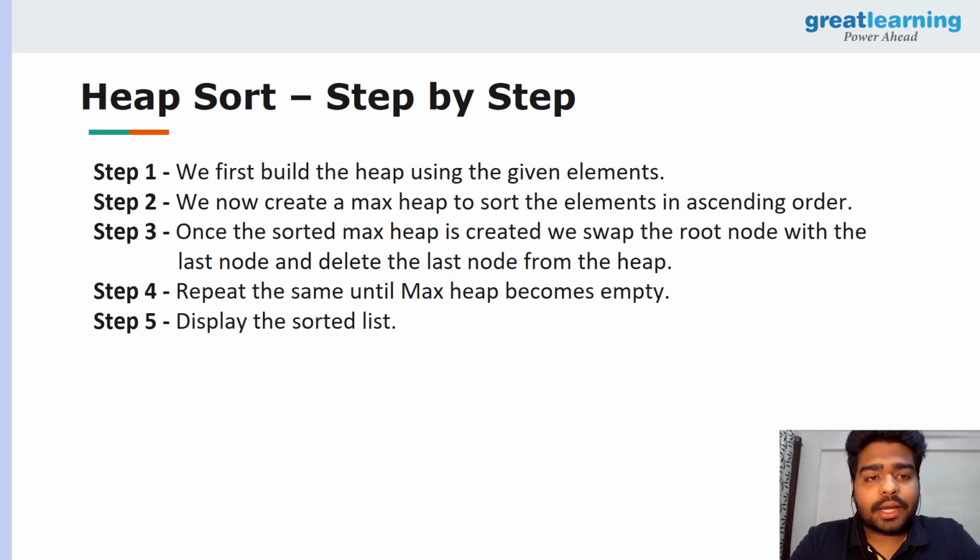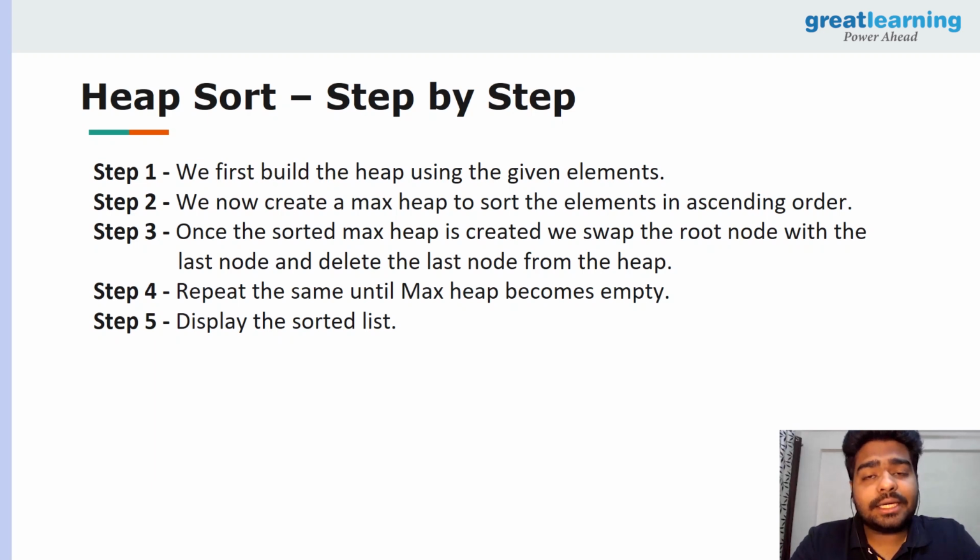Let's start with step 1, which is: we first build the heap using the given elements. That means we will be provided with some 5 elements or 6 elements, and we have to create a heap tree out of it. Numbers can be kept anywhere, that's not a problem. So if I have a list of elements, I have to build the heap. That's it. That is step 1. What is the next step?